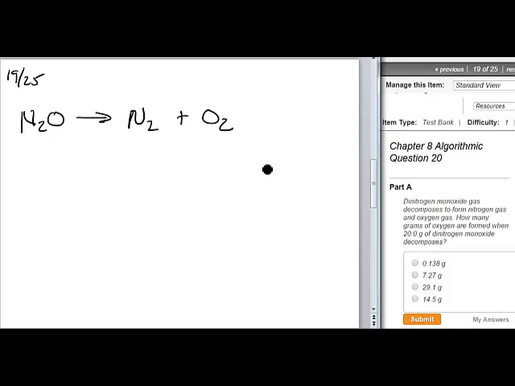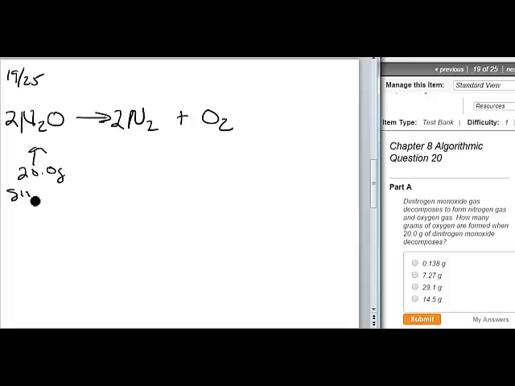How many grams of oxygen are formed when we start with 20.0 grams of the N2O? First step here is to balance. So we've got a 2 and we've got a 2. We need to put a 2 there, right? That's going to give us our balance of O, and then we've got 4 N's, so we got to put a 2 there, and then we're balanced.